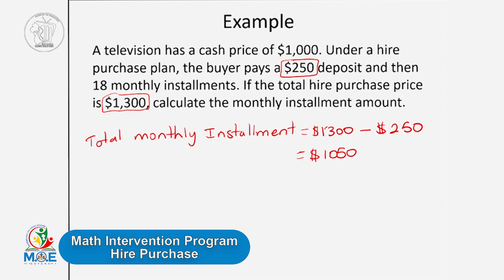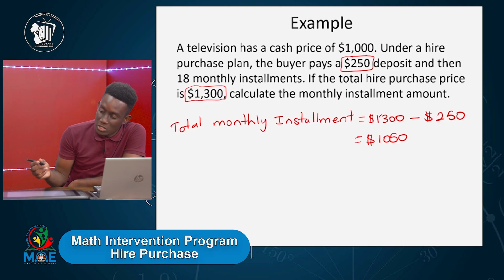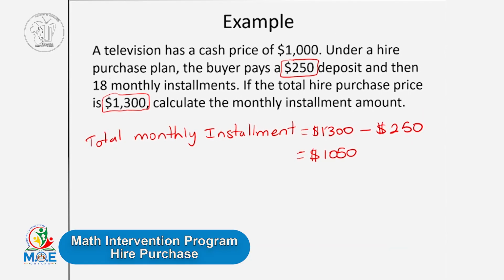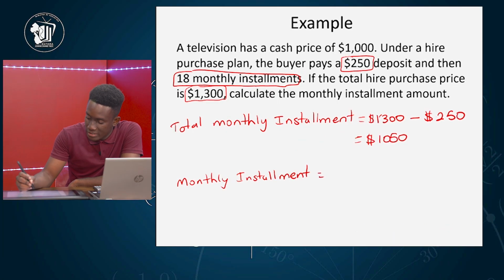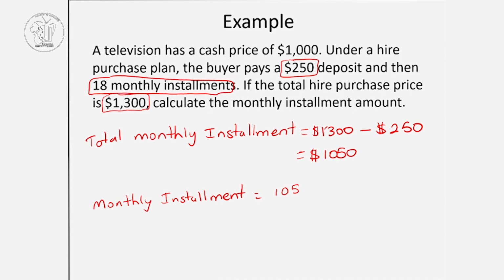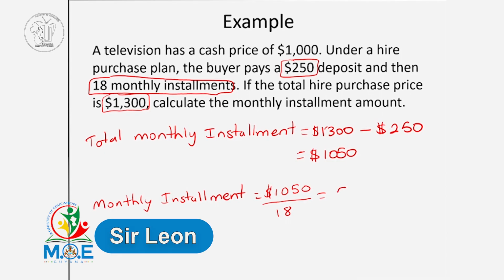If you want to find how much money the buyer will pay each month, we saw that he made 18 monthly installments. So to find how much he paid each month, the monthly installment would be 1,050 divided by 18, and this will give us $58.33.